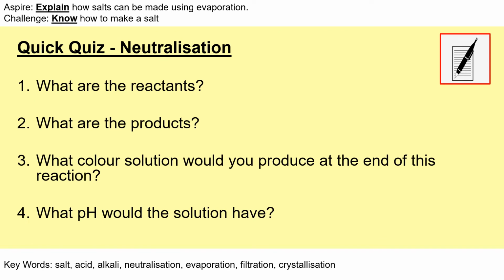So just a quick quiz now, just to have a little look to see what we've just remembered from what I've just said to you. So question number 1, what are the reactants in the reaction of neutralization? What are the products in the reaction of neutralization? What colour solution would you produce at the end of this reaction? And what pH would the solution have? So I'm going to give you 2 minutes to write down your answers. Off you go.